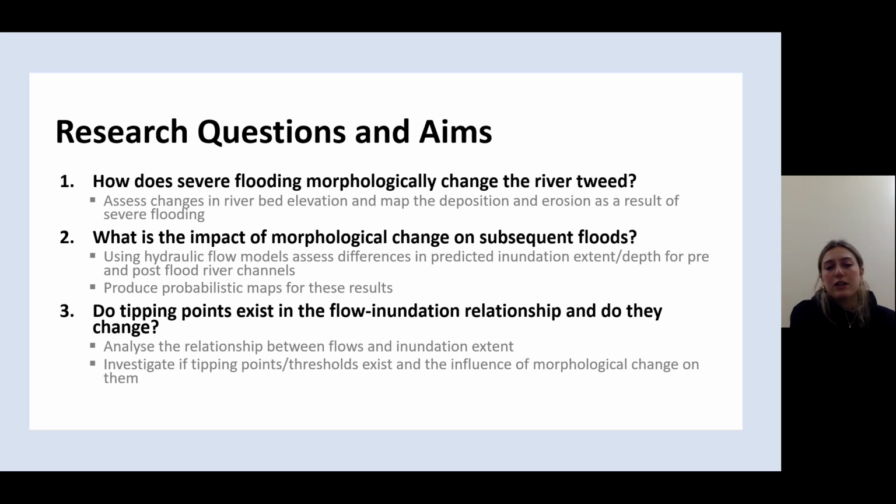The third research question is, do tipping points exist in the flow-inundation relationship, and do they change? So to answer this, the relationship between the input discharge and the output inundation extent and depth would be investigated, and to see if thresholds exist between the discharge and the extent.